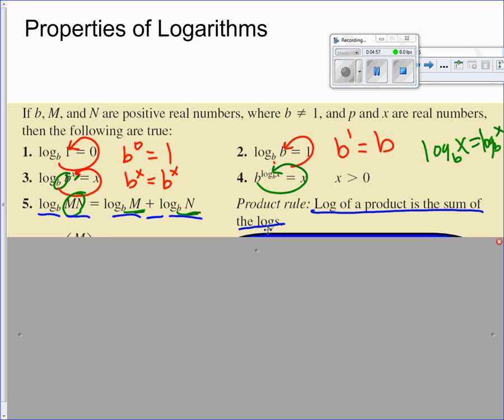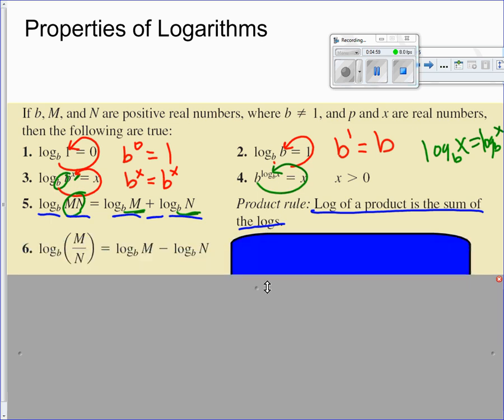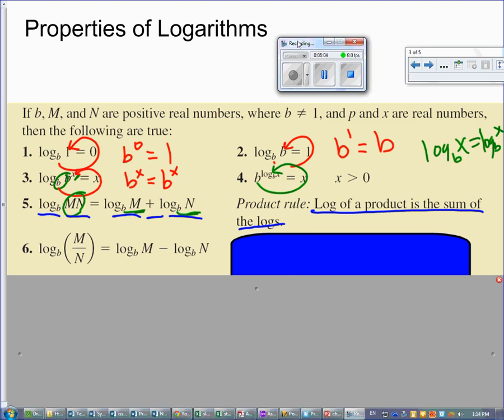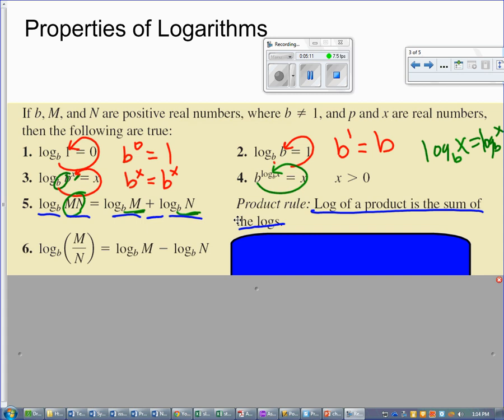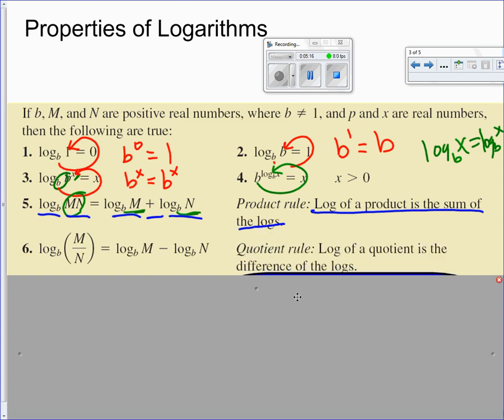All right, we also have our quotient rule. Think back to your exponent rules. I'm going to flip back. My quotient rule says that if I'm going to divide two exponents, I subtract the exponent piece. So if I'm going to divide two exponents, I end up subtracting them. This is your quotient rule. The log of a quotient is the difference of logs. So notice that multiplication simplifies to addition. Division simplifies to subtraction.